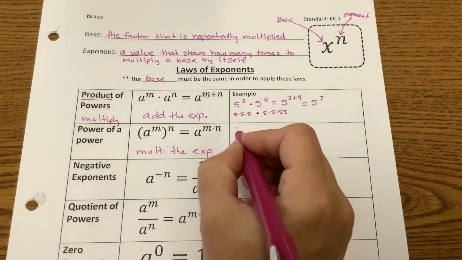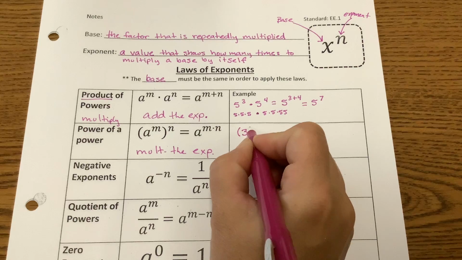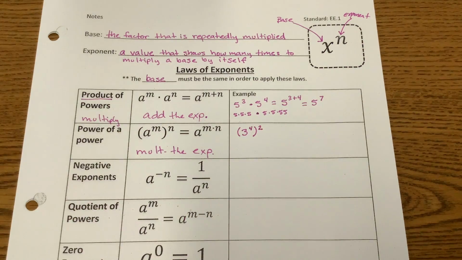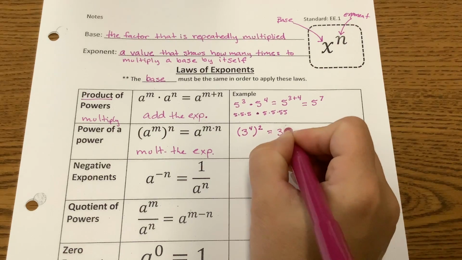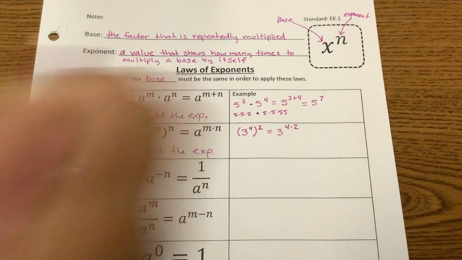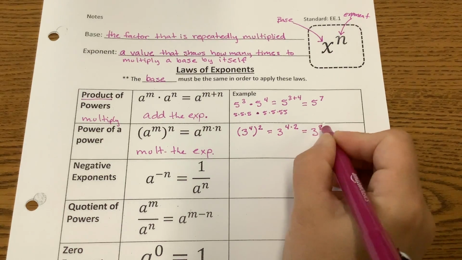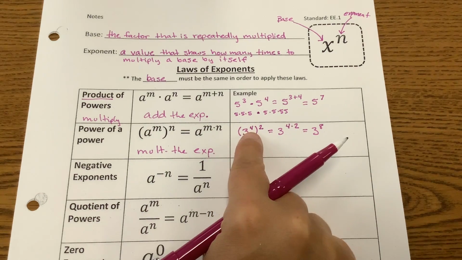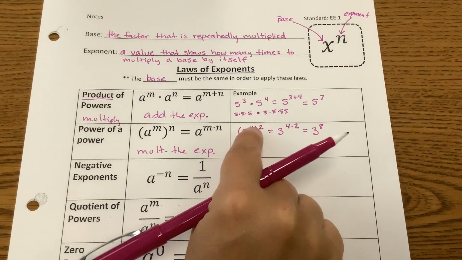Okay. And so what does that look like as an example? Let's write in parentheses 3 to the fourth raised to the second. Okay, and if we follow that rule, then we're going to keep the base, and it's going to be 4 times 2 as the exponent. And 4 times 2 is, very good, 8. So simplified, this would be 3 to the 8th. So we can just go from 3 to the 4th raised to the second directly to 3 to the 8th if we just do 4 times 2 here.